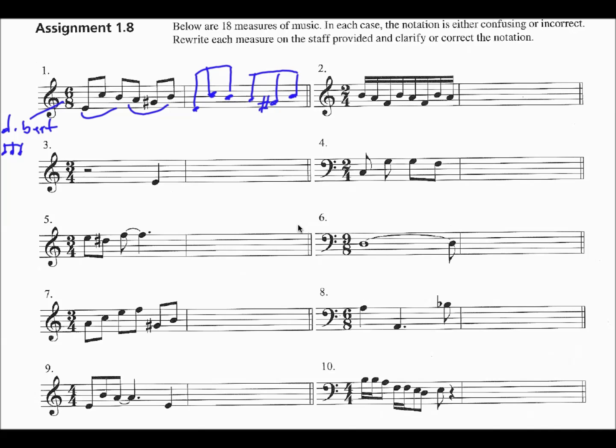Right, now it's more appropriate for 6/8. That's what 6/8 would look like. All right, moving on to number 2.